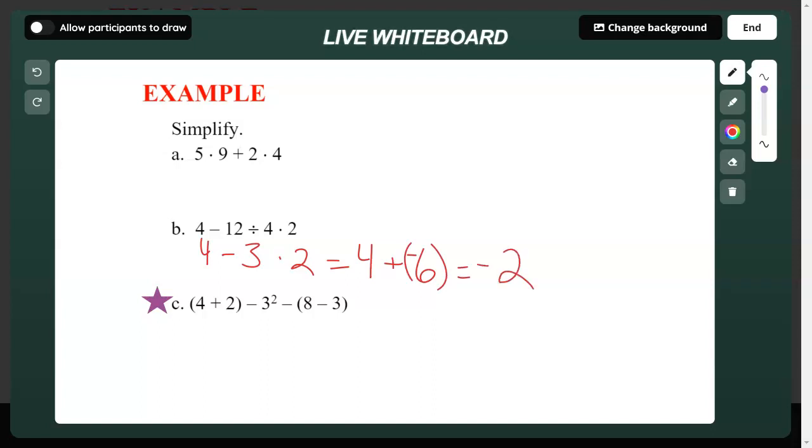Looking at C, what's the first operation I would do? 4 plus 2. That's the first one we would do. What's the second one I would do? Third thing I would do? The exponent. And then we would end with the fraction. And that's what you guys are going to do.